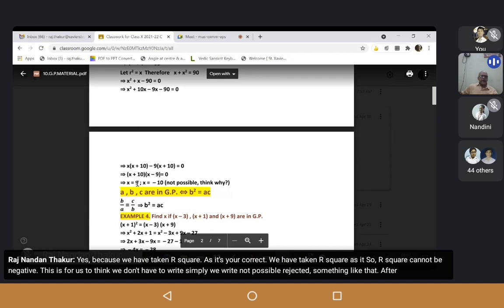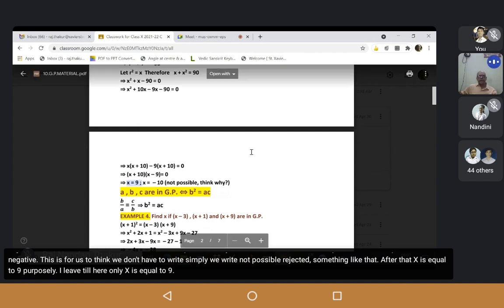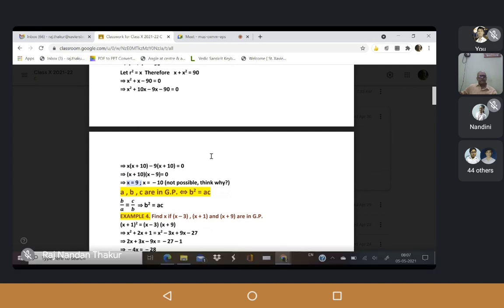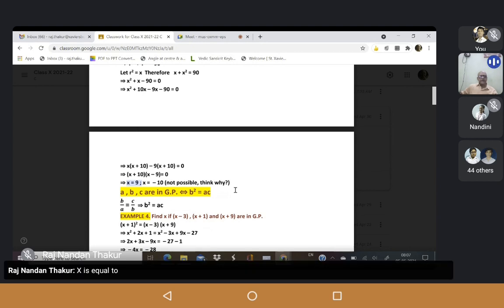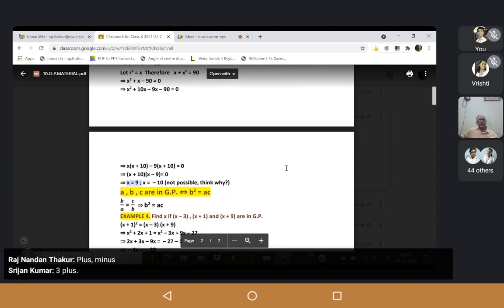After that, x is equal to 9. Purposely I leave it till here only. X is equal to 9. That means R square is equal to 9. R is equal to how much? Plus minus 3.